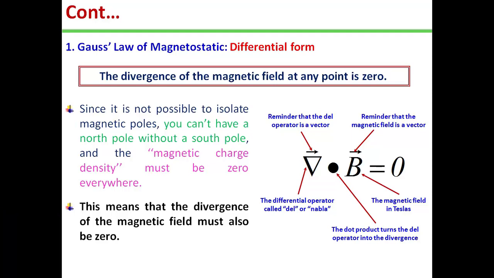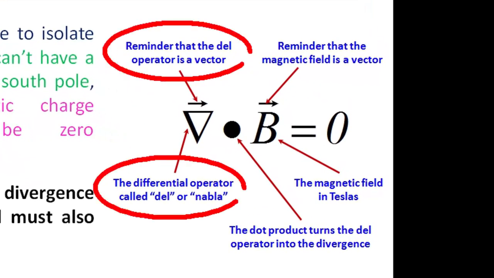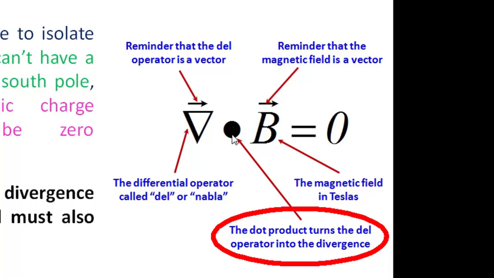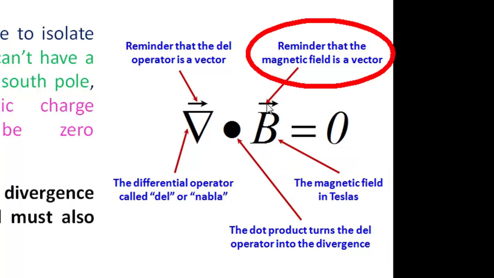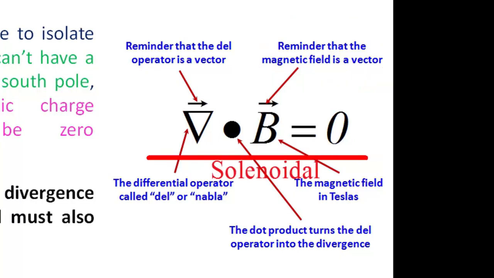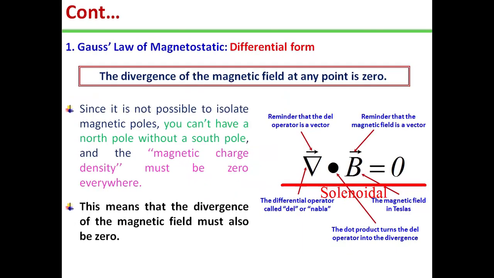To understand the meaning of each symbol in the Gauss law of magnetostatics in differential form, you can look at this figure. The del is the operator and it is a vector quantity, so vector del is written. And the dot is basically the divergence of the vector field B. And B is the magnetic field measured in Tesla and it is a vector quantity, so it is represented with an arrowhead. And this is equal to 0. Vector fields with zero divergence are called solenoidal. And all magnetic fields are solenoidal in nature.